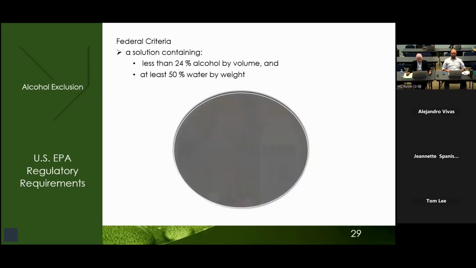According to federal rules, for this waste to qualify for the alcohol exclusion, it needs to have at least 50% water by weight, meaning at least half of this mixture should be water, and the alcohol content should be less than 24% by volume. Now, this hypothetical example simplifies the exclusion rule, but in reality, there are a few more things to consider when it comes to these percentages.